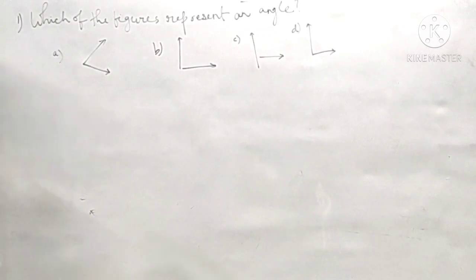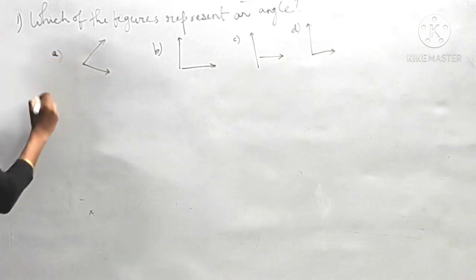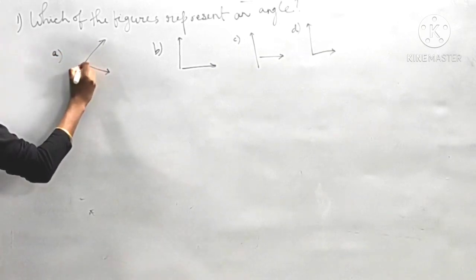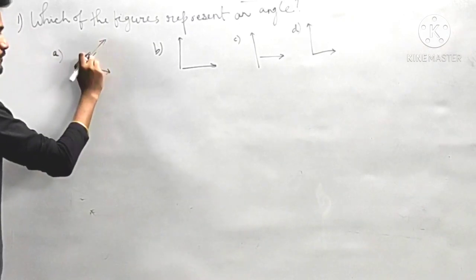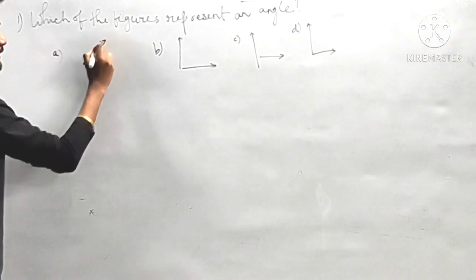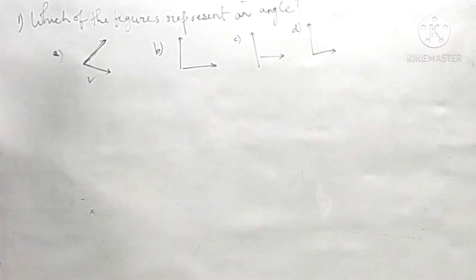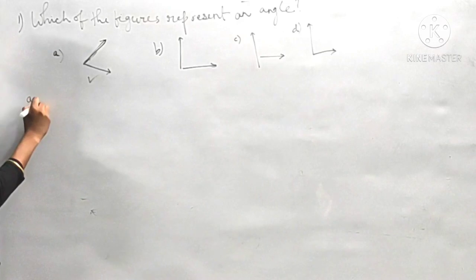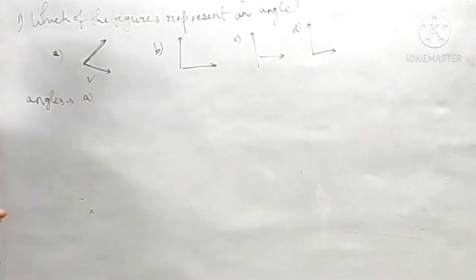Now you see, just find out the figures which have a common end point. I am going to do number A. You see that they have a common end point. This is a ray, this is another ray. You can see here this is another ray, and they do have a common end point. That means it is a what? It represents an angle. That means if I am going to write which are the angles here, then we can say number A is an angle.